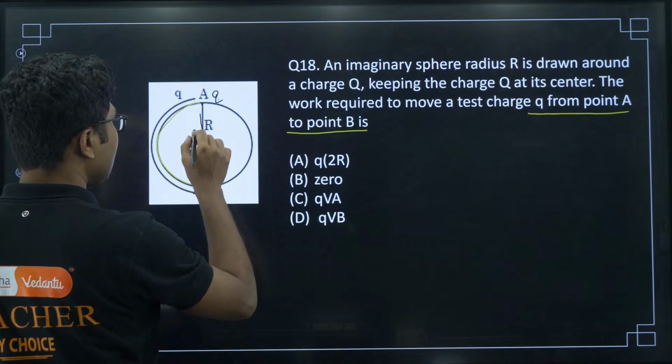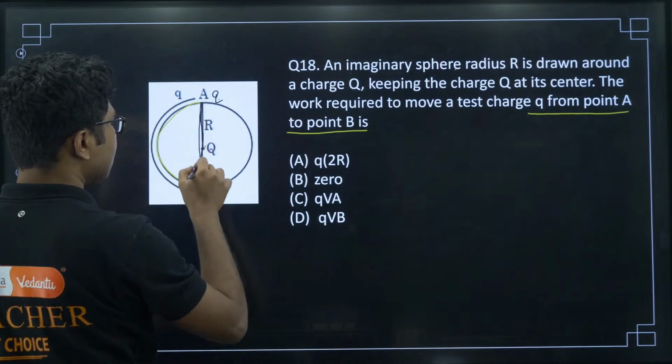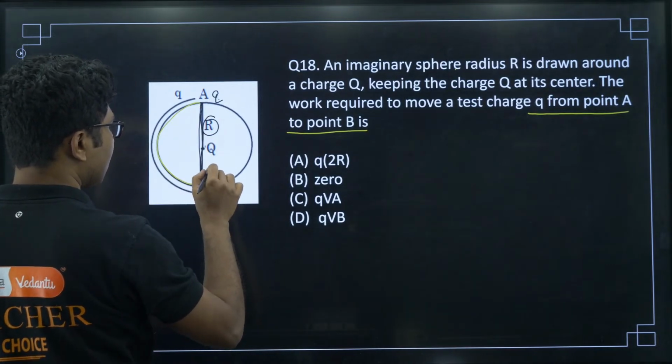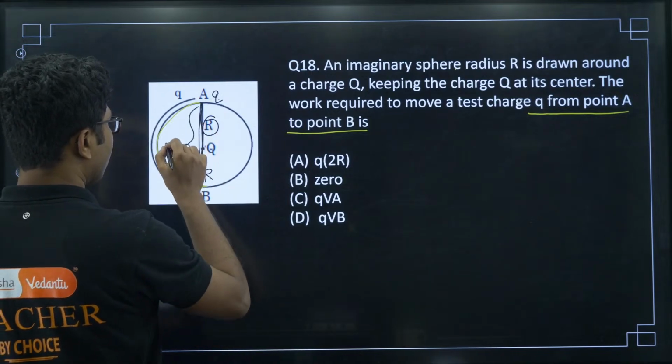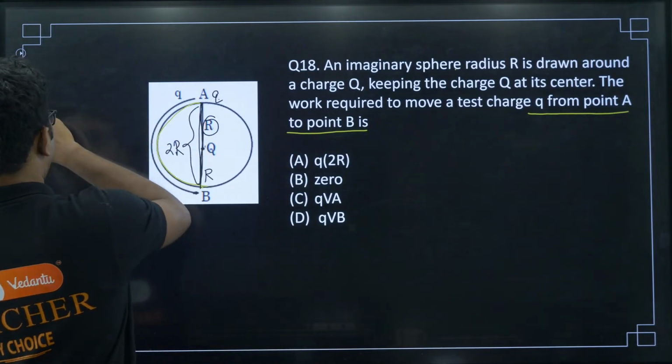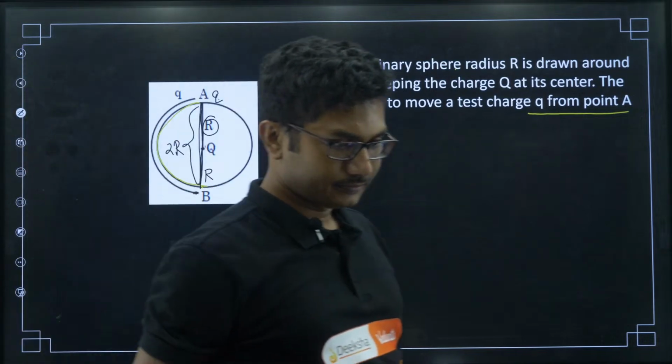The distance is obviously, total distance is this. So, this is r, this is r. So, total distance is 2r. Now, answer this question.